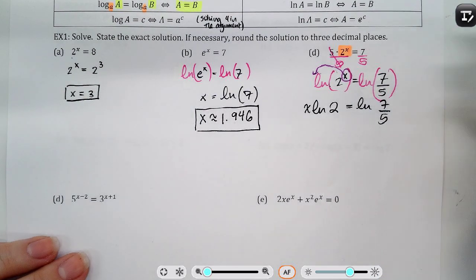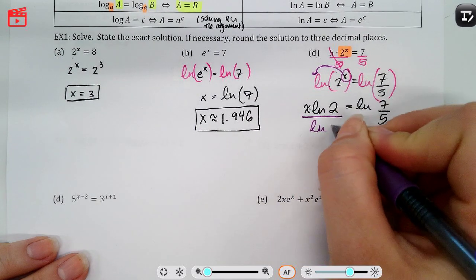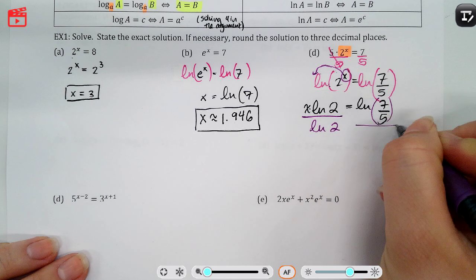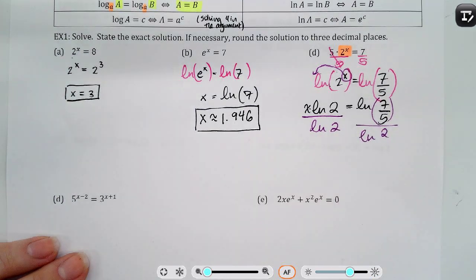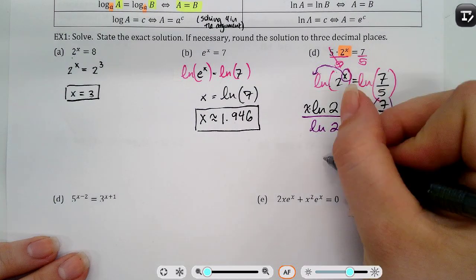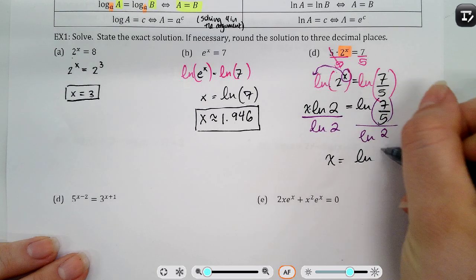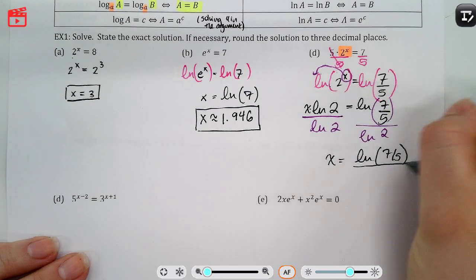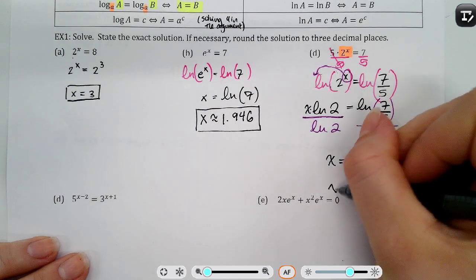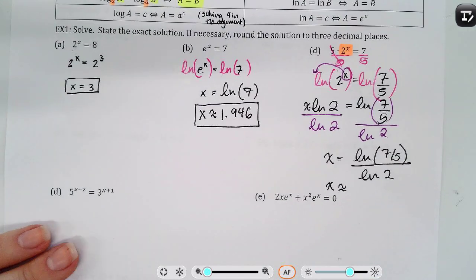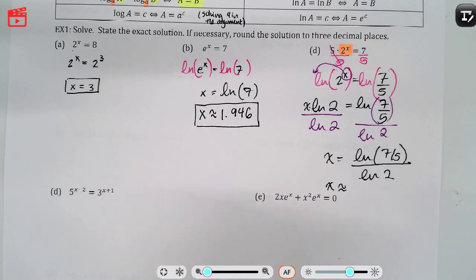Okay, and solving for x, we have it being multiplied by the ln 2, so dividing both sides by natural log of 2, I'm going to get x equals natural log of 7 over 5 divided by natural log of 2. Ooh, and running out of space quickly. Okay, let's plug that into our calculator.